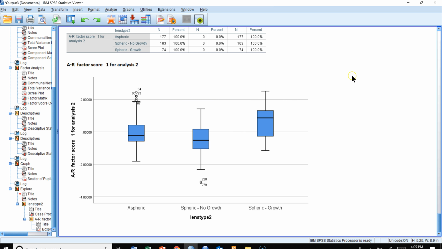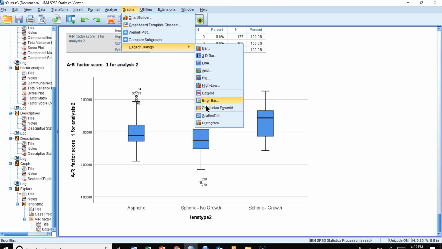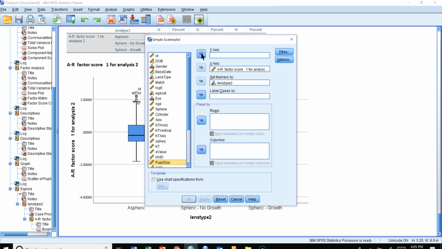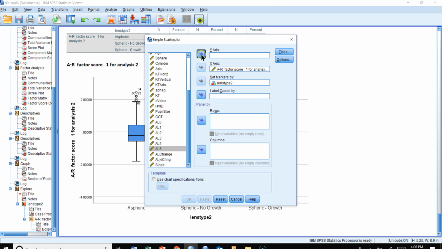In fact, let's take a look at that. Let's do a scatter graph, and rather than pupil size there, let's put in AL5. So this is the factor score at the baseline, 5 variables put into one factor, and this is 5-year growth. And lens type 2 are those 3 types. Really, there were 2 types of lens, aspheric and spheric, and then we split spheric into 2 groups, one where there was no myopic control and one where there was.